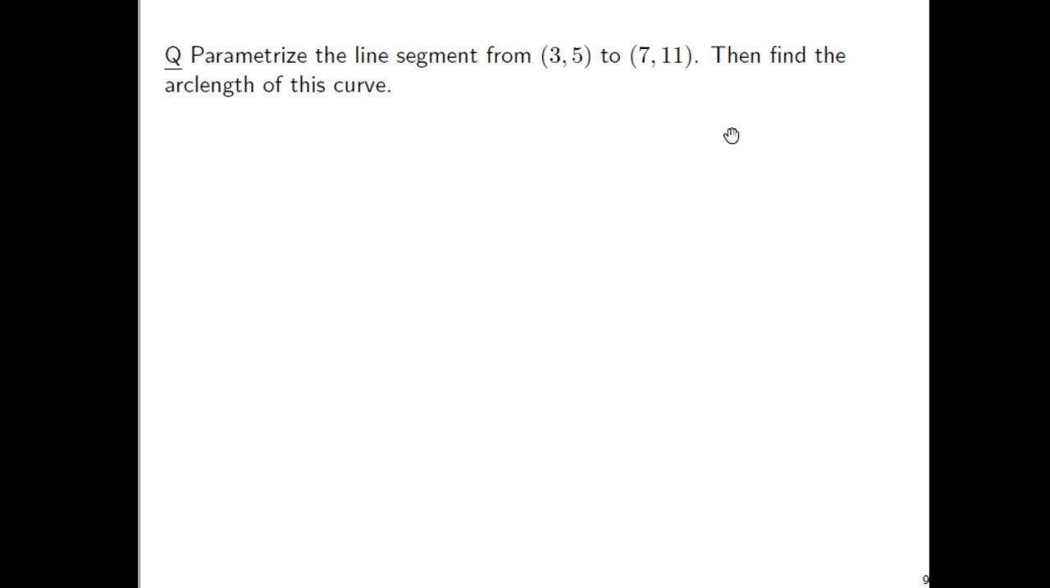Okay, let's parameterize the line segment from the point 3,5 to 7,11 and then find the arc length of this curve. So here is the parametric form: x equals 3 plus 4t, and y equals 5 plus 6t. Just a spot check, does that work? When you plug in t equals 0, I hope you get 3 comma 5. And when you plug in t equals 1, x is 3 plus 4 and y is 5 plus 6. Yeah, that seems to work.